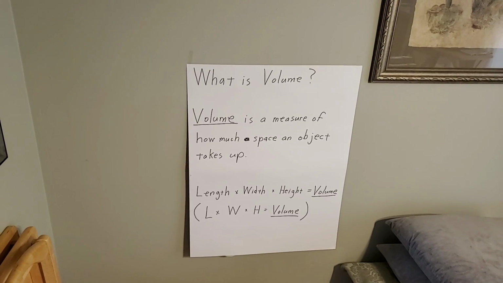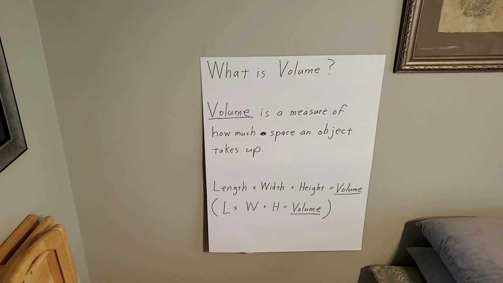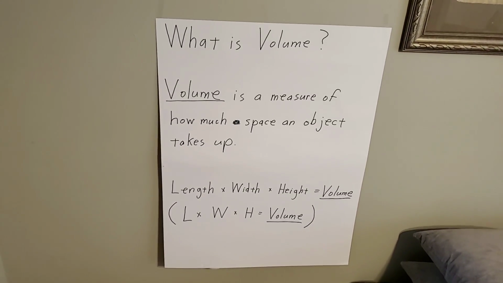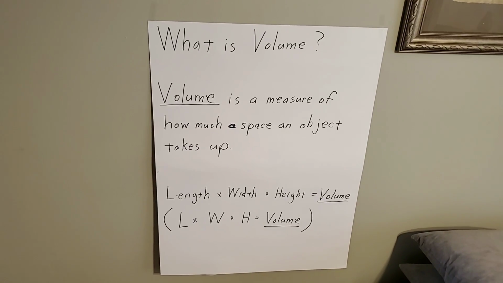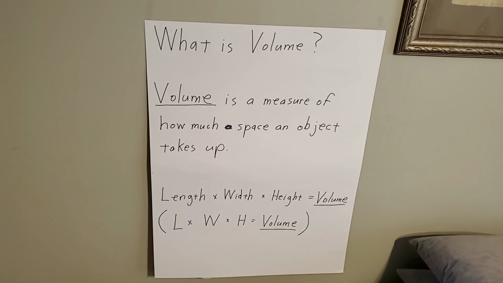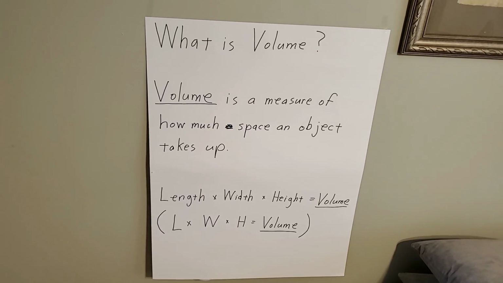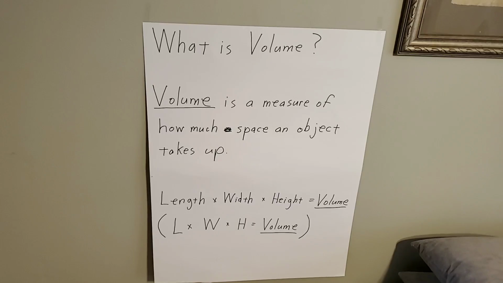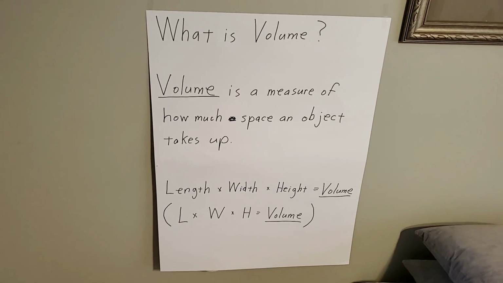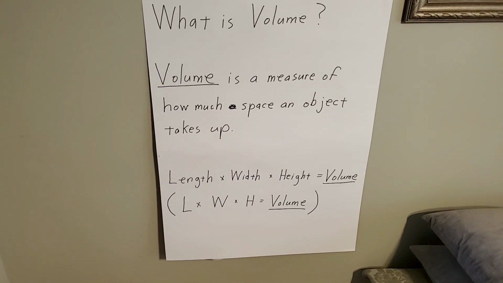Before we get started, let's go over the volume again. So, what is the volume? Volume is a measure of how much space an object takes up. And what is our formula for finding the volume? The formula for finding the volume is the length times the width times the height equals the volume. So that is, once again, the formula for the volume.